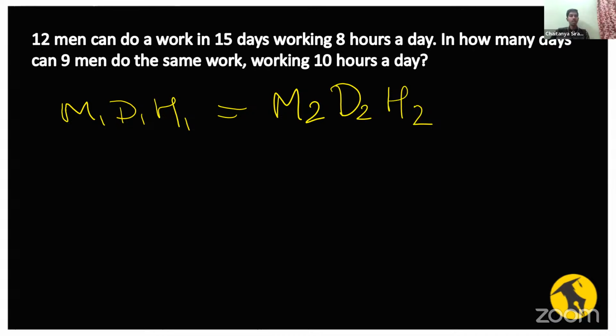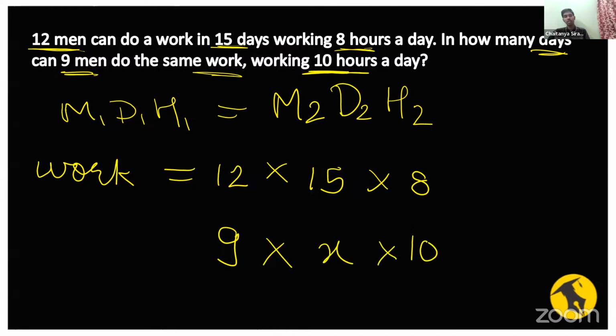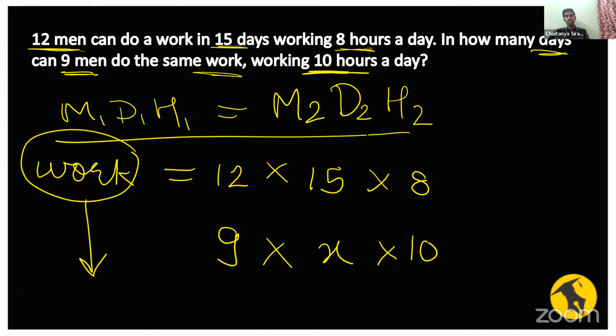The question says 12 men can do a work in 15 days, working 8 hours per day. So I can calculate the work: 12 men for 15 days, 8 hours per day, I'll get some value for this. Similarly, now they are asking in how many days 9 men can do the same work working 10 hours per day. I don't know the number of days. Here the work is the same in both the cases. That's why we get this relationship.